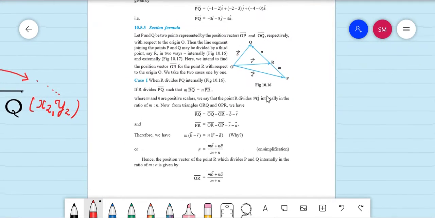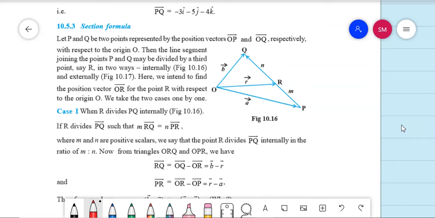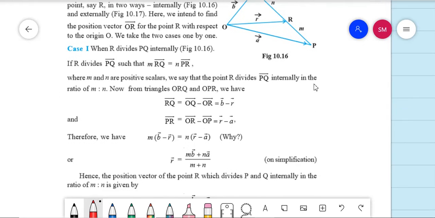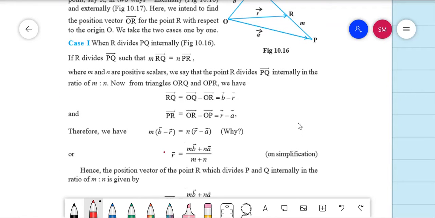Suppose a bar is a position vector and O is the origin, which you know very well. Suppose P and Q are any two points, where R is dividing PQ from point P in the ratio m to n. Then the section formula you have to remember is: the position vector of R will be (m b bar + n a bar) upon (m + n). This is the direct formula you have to remember.